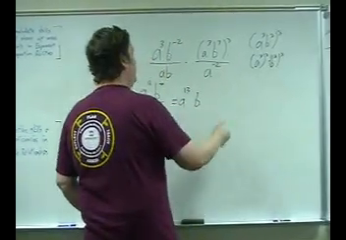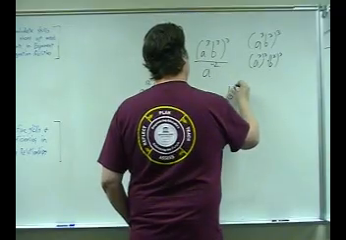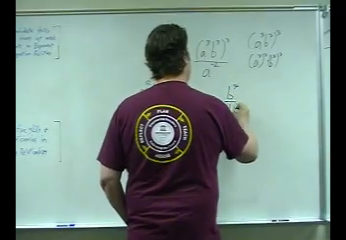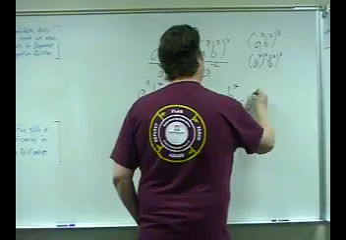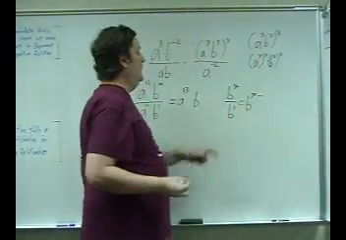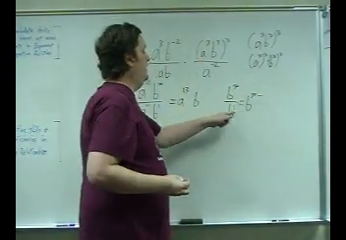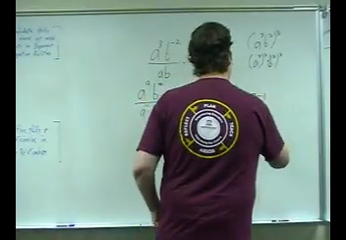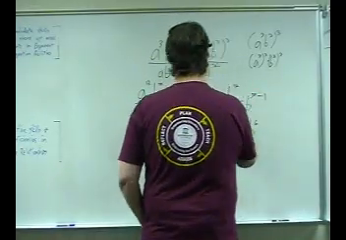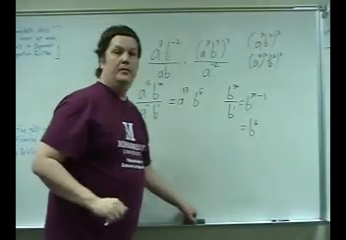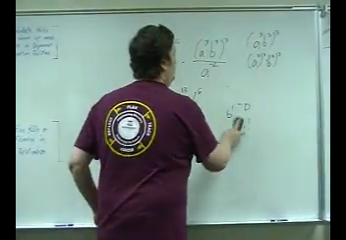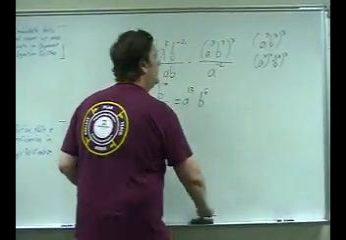Now let's take a look at the b's. We've got b to the 7 over b to the 1, equals b to the 7 minus, now I'm going to look down here, 1. That gives me b to the 6. And there you go. That is our final, absolutely fully simplified answer.